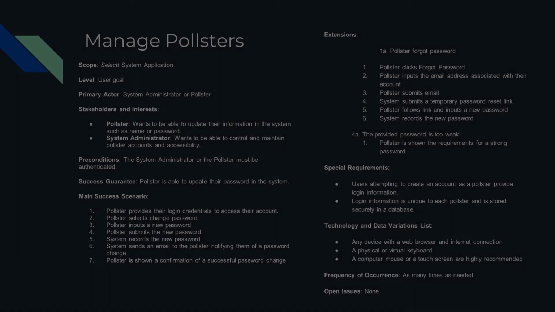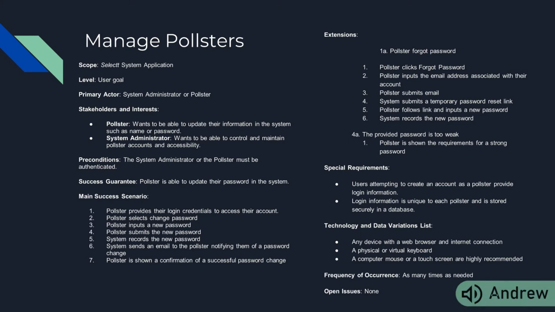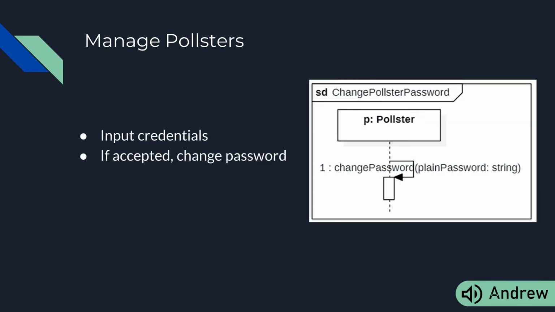poll. Our next use case is managing pollsters. This use case covers when a system administrator or pollster needs to manage a pollster account. So for this, the pollster would provide their login credentials in order to access their account, and they would select the change password option, and they would then be prompted to input a new password and then submit the new password that they typed in. The system will then record this new password, and the system will send an email to the pollster notifying them of a password change. The pollster is then shown a confirmation of a successful password change.